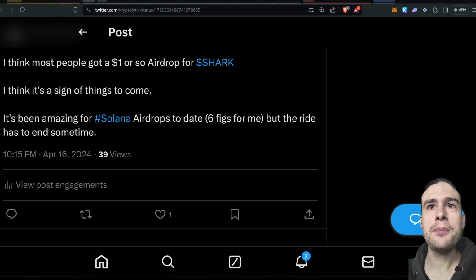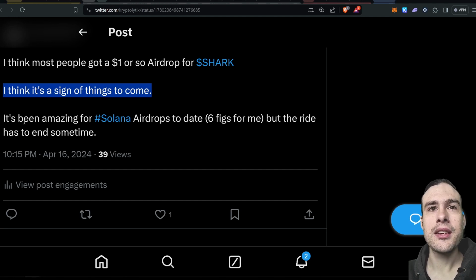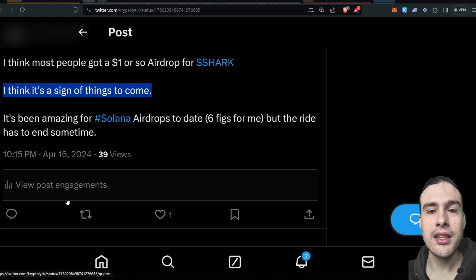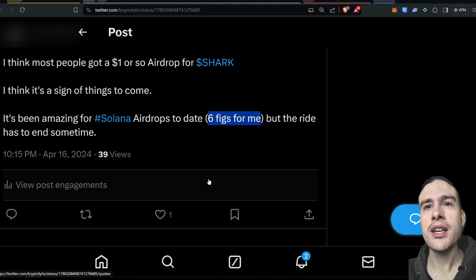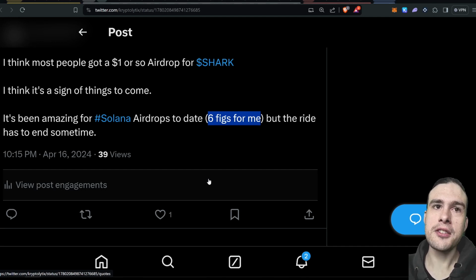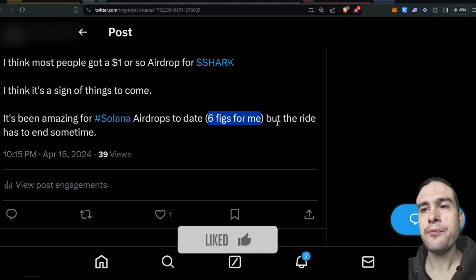Anyway, I think most people only got like a $1 airdrop for Shark or so. I didn't use the platform, but I'll probably get something in the LFG Q2 airdrop. I think it's a sign of things to come, because it's been an amazing ride for Solana airdrops, right? And personally, I got roughly 6 figures worth of airdrops. That's both in things that I took profit on and then moved into other assets, which went ballistic as well. So it's not 6 figures perfect, but it's 6 figures based on where it's at the moment with regards to some of these things.